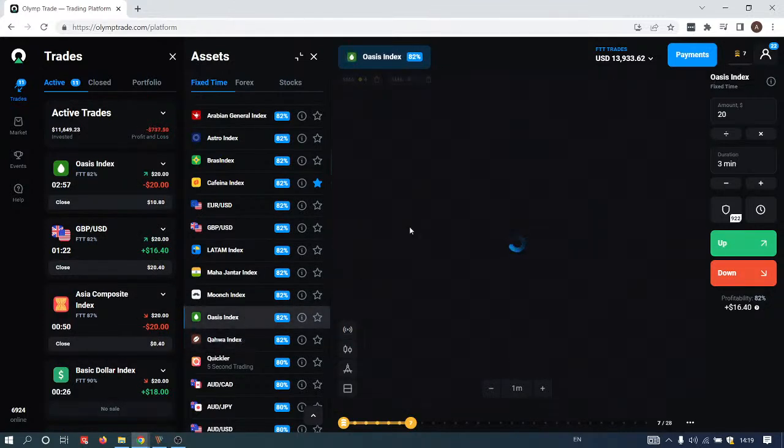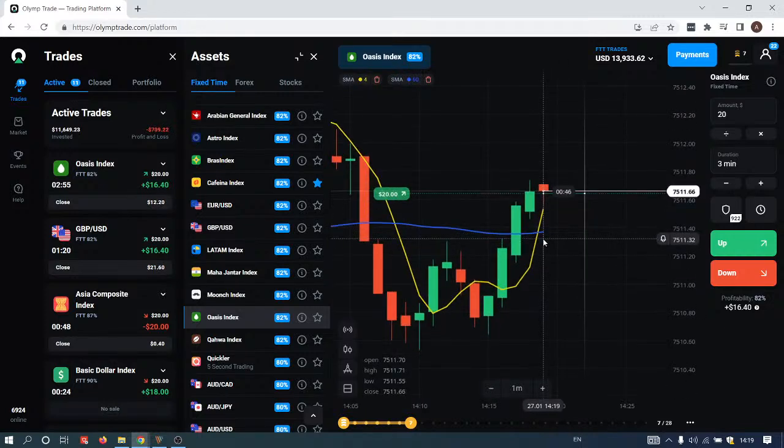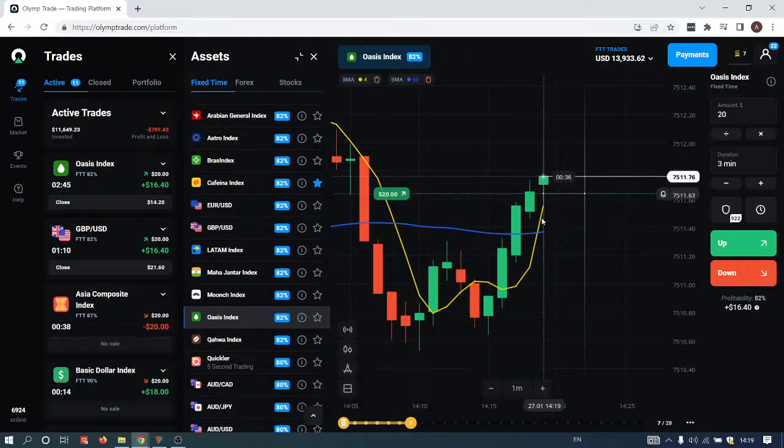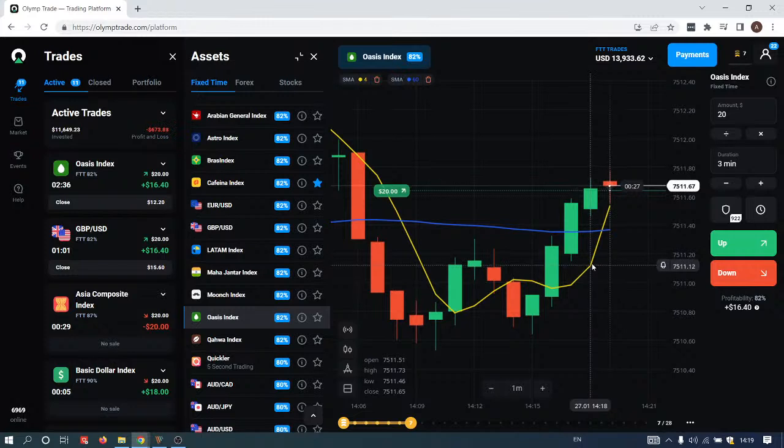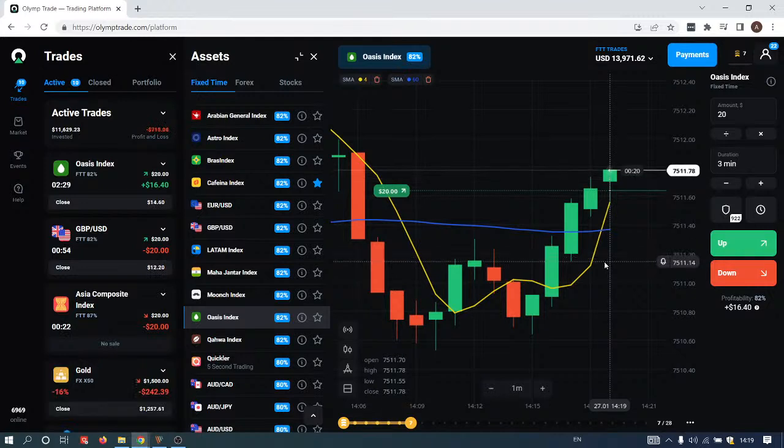So all right, so my next trade is on Oasis Index. As you can see, the yellow line is going up here, and it crosses this blue line, and that's pretty much the up signal here. So yeah, yellow one crossing the blue line, and going up.